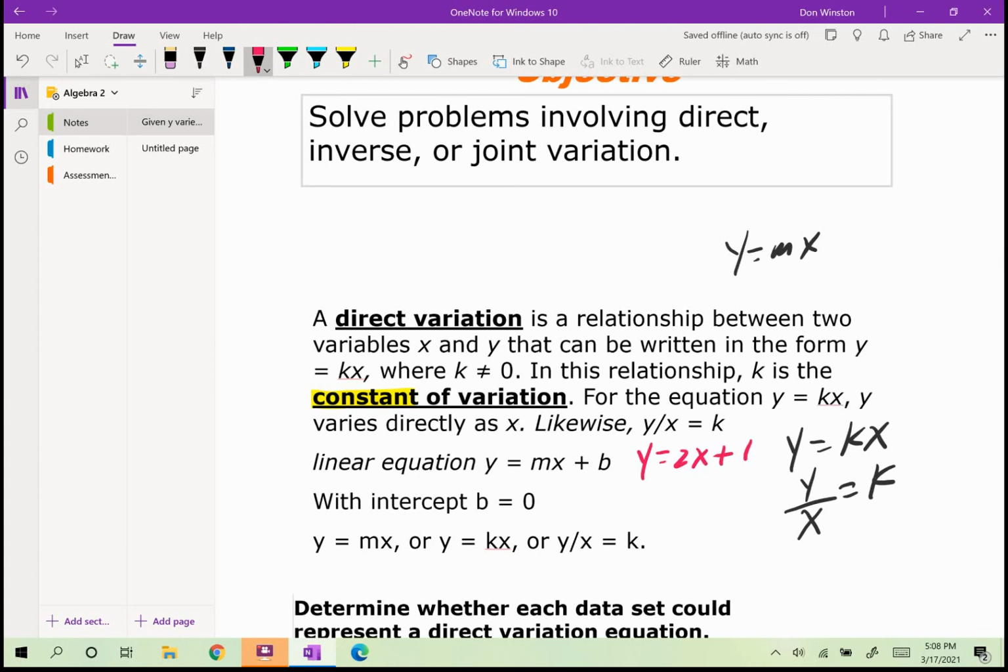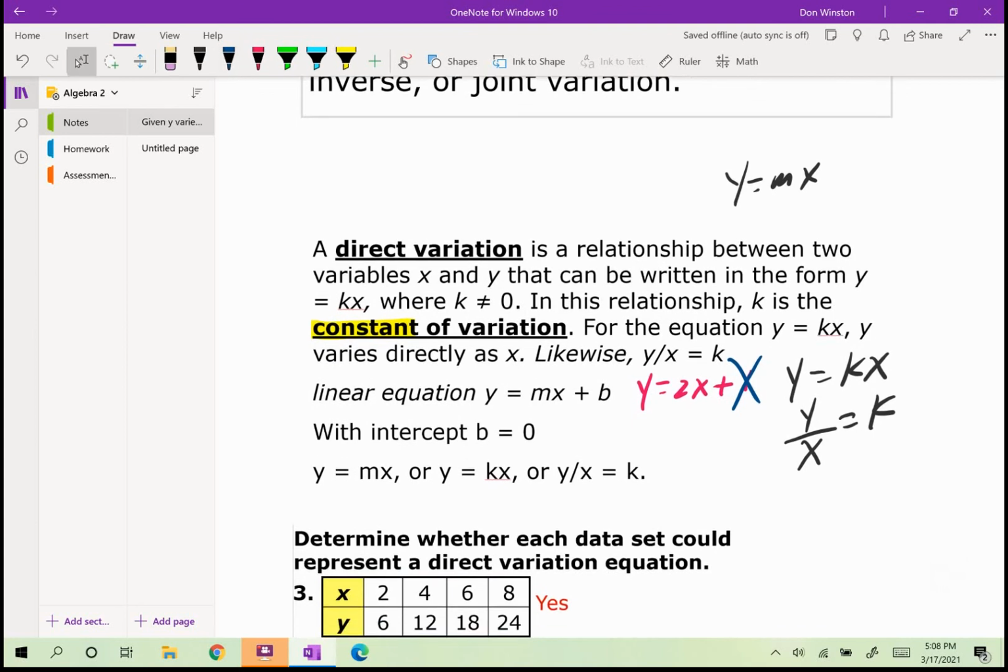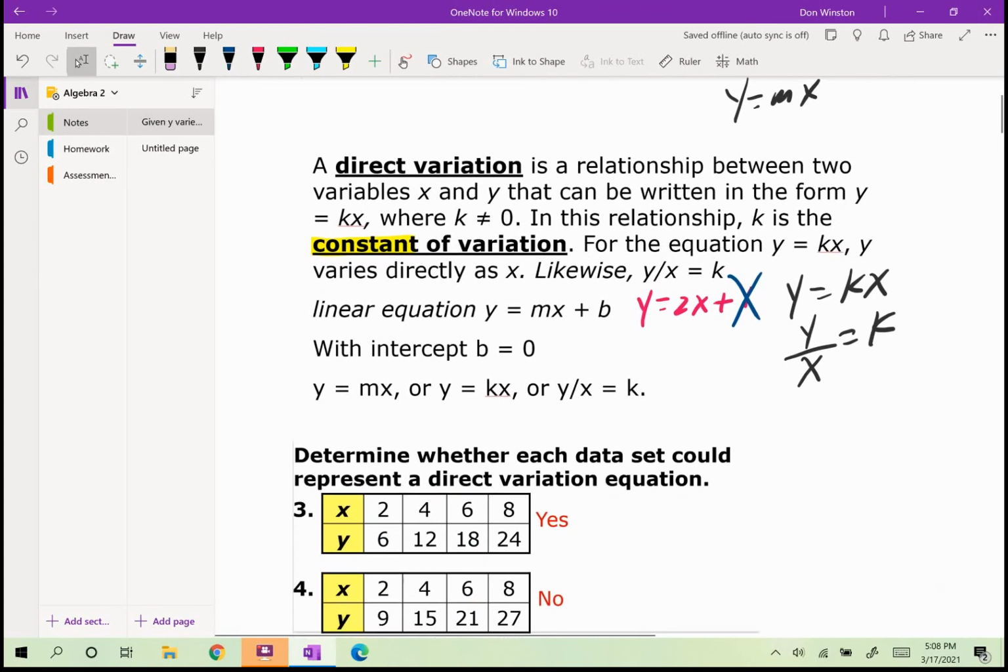Well, that was a linear equation, but a direct variation equation is not much different from a linear equation, with the exception that we don't have a y-intercept. So when b is equal to 0, we're just left with y equals mx, or y equals kx. It's a direct variation equation, or y divided by x equals k. In other words, if we take every value for y and divide it by its value for x, we always get the same k. So let's take a look at an example here.